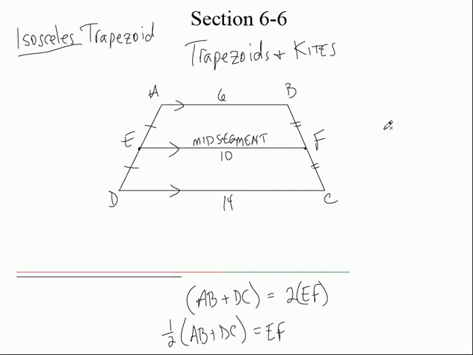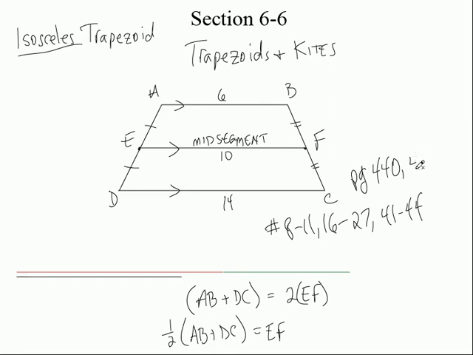But let me put your homework up here, and then you can go. So it's section 6.6. I broke it up into 3 different chunks here: 8 to 11, 16 to 27, and 41 to 44. What page? 440. So it's page 440 and 441. So there it is. Thank you.